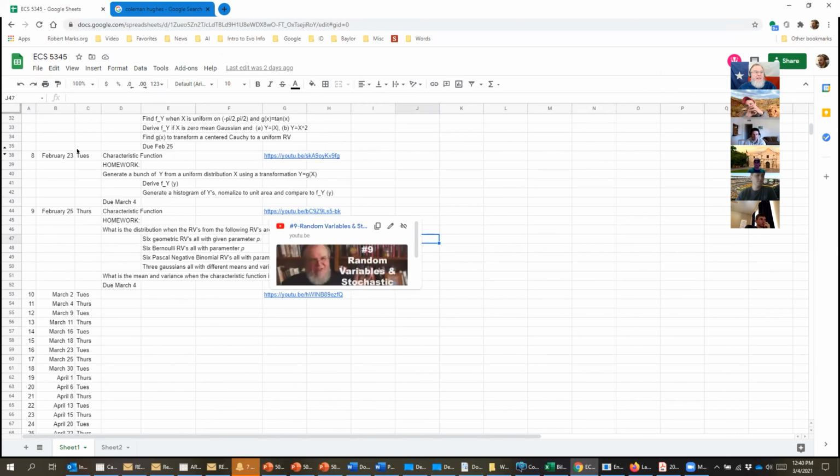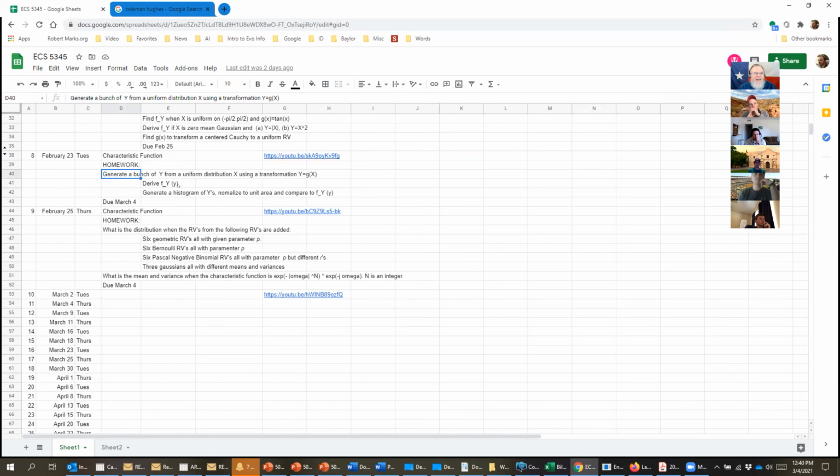Okay, I want to see what you've done here. Generate a bunch of Y. I want to see your empirical results from the random number generator. Did you do this? Who chose something other than the exponential, or did everybody choose the exponential? Okay, let's have somebody show it. You did a cosine. Were you able to derive what the probability density function was for the cosine? I think so. Okay. Oh, that'll be interesting.